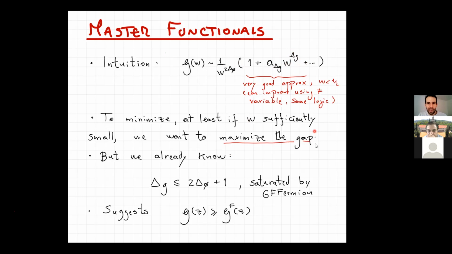So we want to maximize the gap, but in fact, we've already seen in these lectures that there is an upper bound on the gap. The gap cannot be arbitrarily large. It has to be smaller or equal than 2 delta phi plus 1. And this bound is saturated by the generalized free fermion. And so this suggests that there is a lower bound on an arbitrary CFT correlator given by the generalized free fermion solution.